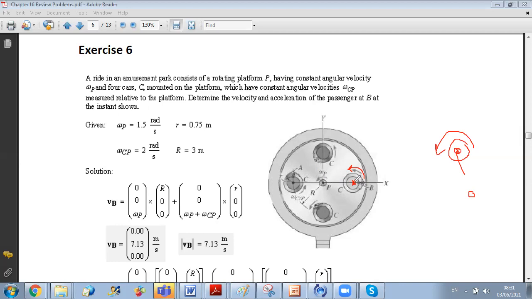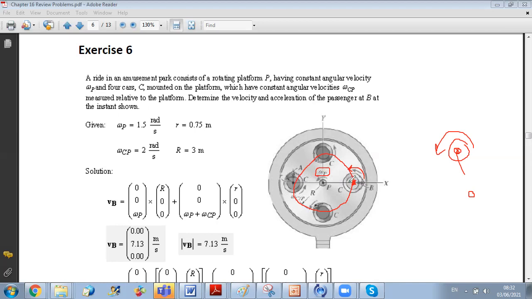So as the plate rotates, the center of the car will rotate with it. Okay? If the plate was fixed, then the center will be fixed. This is how you can think. If the plate is fixed, the center will be fixed. If the plate rotates, the center will rotate. So the velocity of this point is affected by the angular velocity of rotation of plate P.